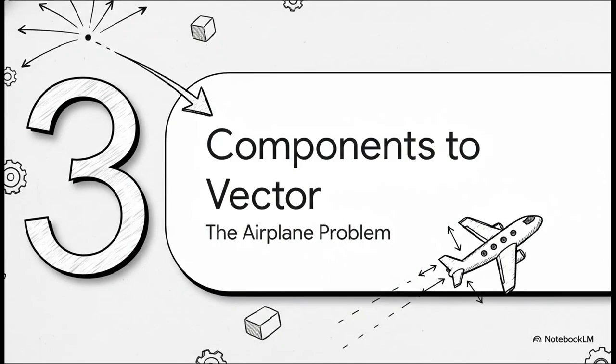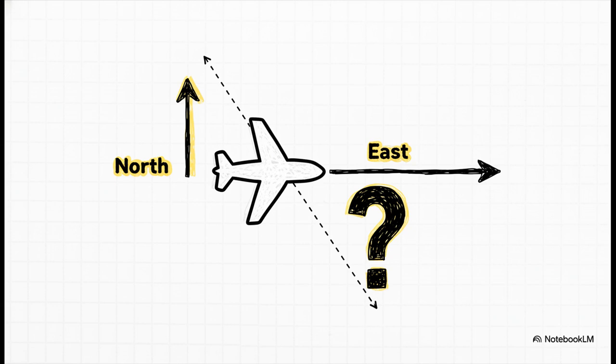Okay, so we just successfully took a vector and broke it down into its basic parts. Pretty cool. Now, let's flip the script. What if you start with the parts and you want to build the whole vector? Let's take a look at a brand new problem. So imagine an airplane. We know its forward speed, the x component, is 120 meters per second to the east, and we know its sideways push, the y component, is 80 meters per second to the north. But those are just the parts. The real question is, what's its actual total speed through the air?